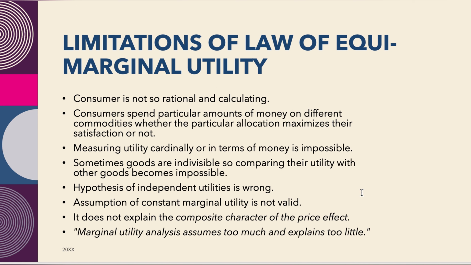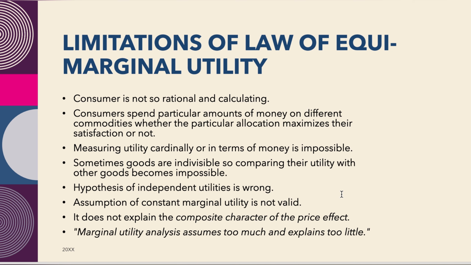First, consumer is not so rational and calculating. We can say that consumer is not rational because you would have noticed that when we go shopping, we generally do not calculate how much satisfaction a good will give us. We just simply buy a good because we like it or it is a necessity for us. We cannot avoid buying it just because its prices are high. So the consumer cannot be rational and calculating at all times as the theory suggests.